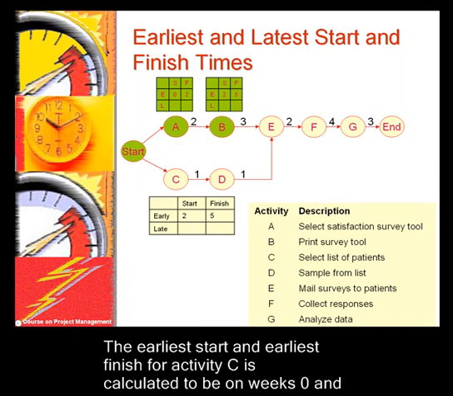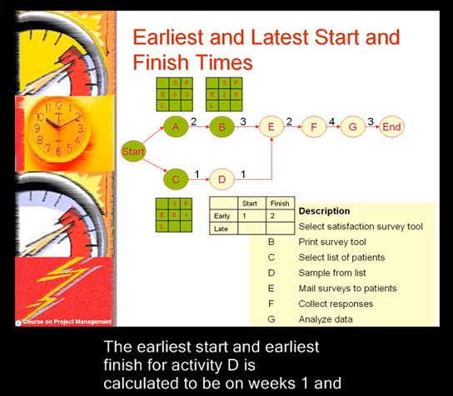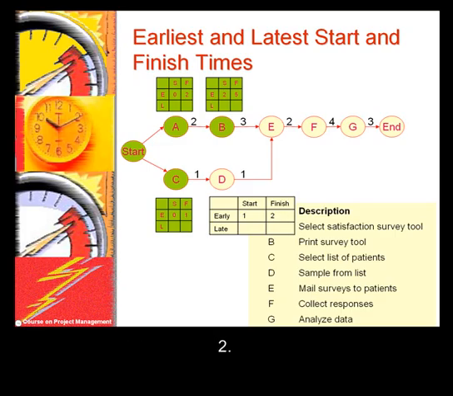The earliest start and earliest finish for activity C is calculated to be on weeks 0 and 1. The earliest start and earliest finish for activity D is calculated to be on weeks 1 and 2.